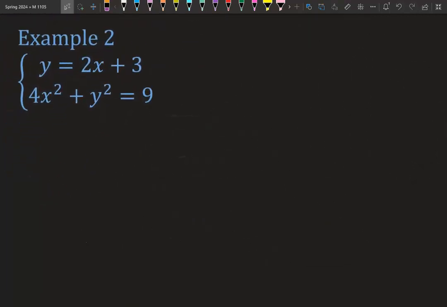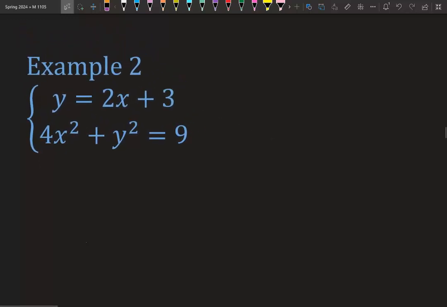Alright, example 2, we have y equals 2x plus 3, 4x squared plus y squared equals 9. Remember, don't touch squares, ever. Don't touch squares. You want to leave them alone. We also have to use substitution because we have y, x, x squared, y squared. They don't match. You need things to match and you never want to start multiplying by x and y. So we need to use substitution.